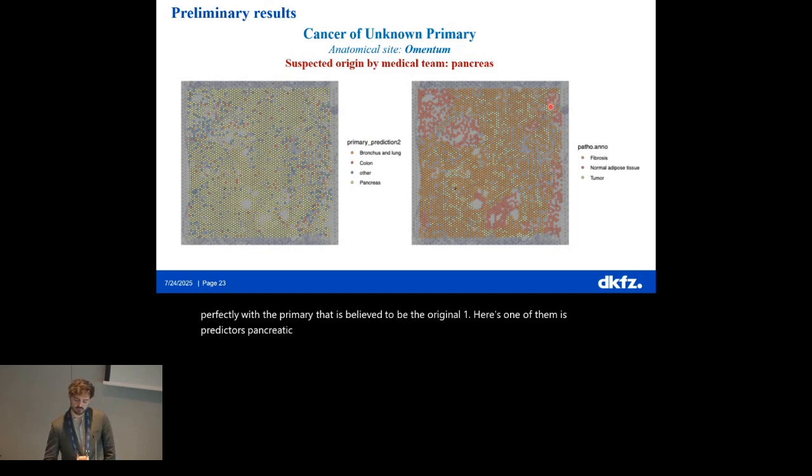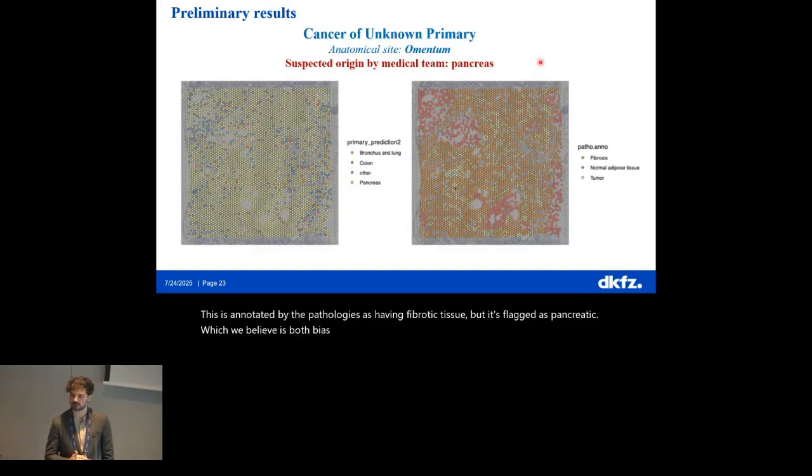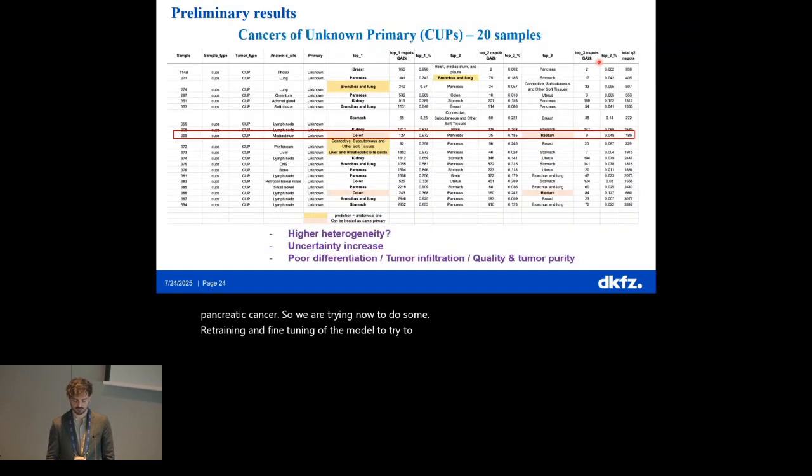Here you can see one of the problems we are dealing with now. This is annotated by the pathologist as having fibrotic tissue, but is flagged as pancreatic, which we believe is both a bias in our training data set and because of the nature of pancreatic cancer itself. So we are now trying to do some retraining and fine-tuning of the model to solve these problems.